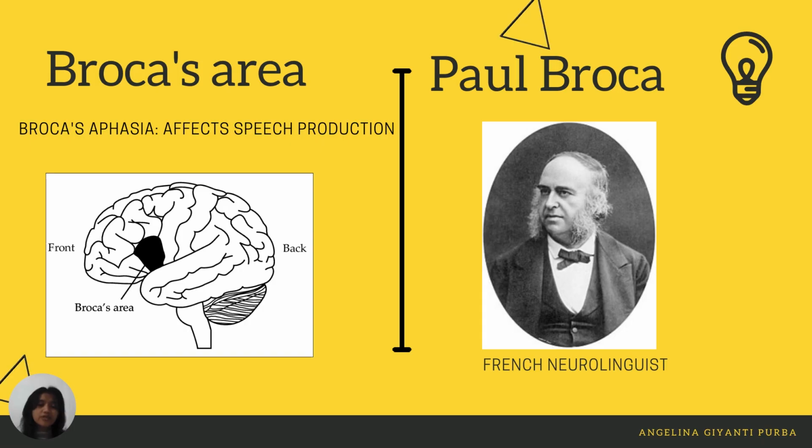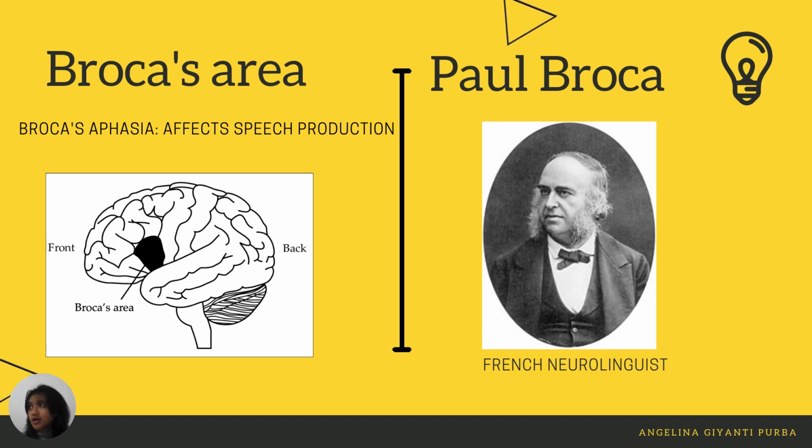So next, I will talk about Broca's area. Broca's area is one of the important areas of the brain. It is named after the French neurolinguist Paul Broca, who discovered that when this area of the brain is damaged, it can affect the way we speak, the way we move our tongue or the way we move our lips.